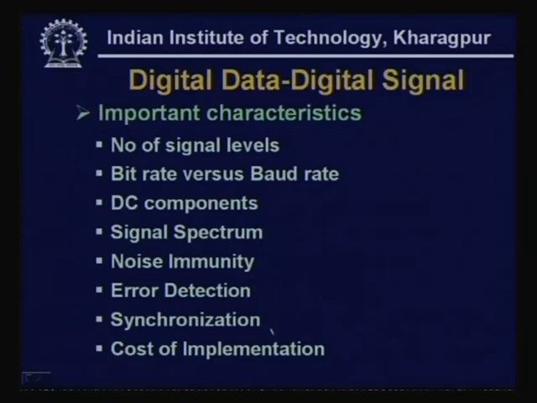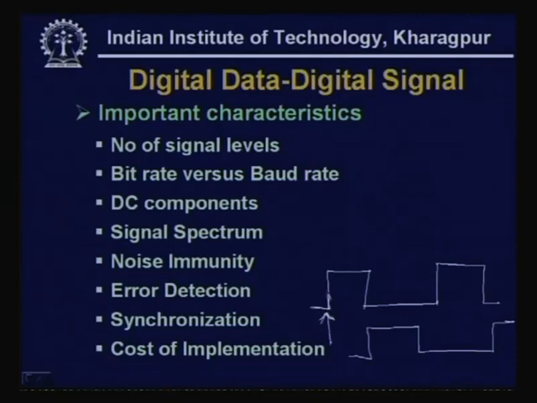Then comes the question of synchronization. As we shall see, we shall be sending a signal. Say this is sent by the transmitter. We want the same thing to be received at the receiving end, but if the positions are not matched, the receiver must be able to identify when this is going from low to high or when it is going from high to low. That means these positions have to be identified at the other end.